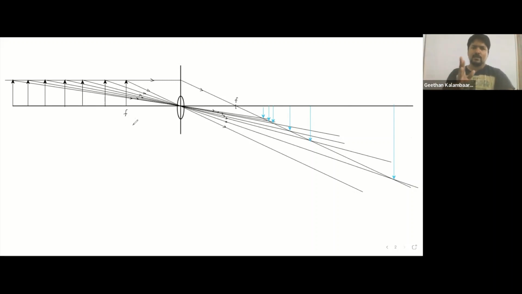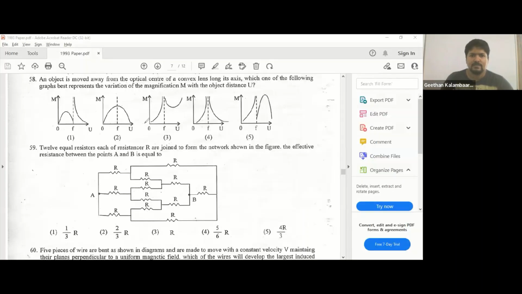And when you bring your object from f to infinity, the image comes from infinity to f. So the image becomes smaller. Higher the object distance, image becomes smaller. So the magnification becomes lesser. So you need to know this to figure out the answer.